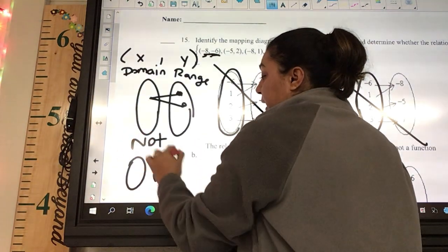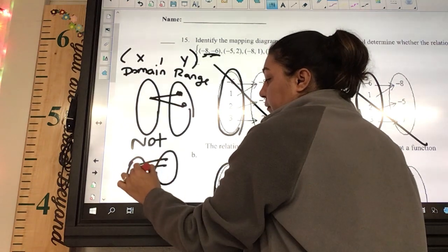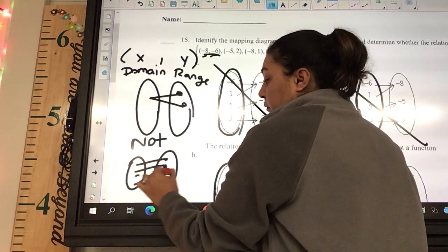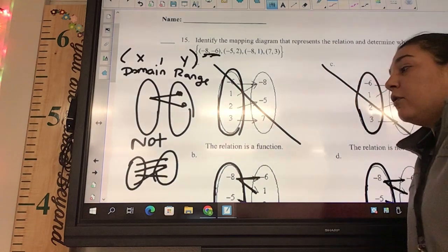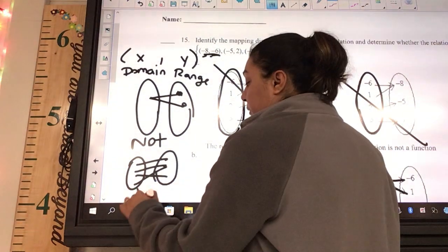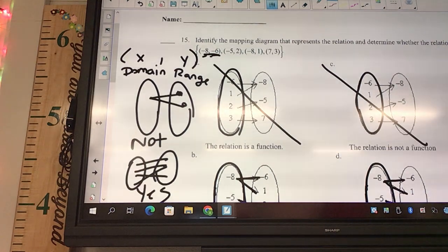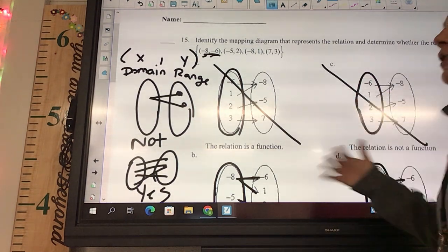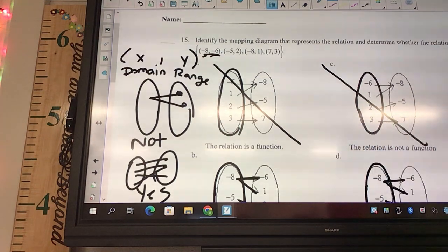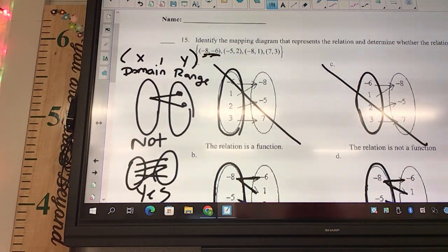If it looks like this, and one's going to one of each, it is yes, a function. So if you need some notes for functions on there, that's going to be on your test. Make sure that you can tell the difference. Mostly, I think if you get this part, the crossed out, you can kind of guess from there whether it's a function or not. Obviously, I'm not encouraging you to guess, but.